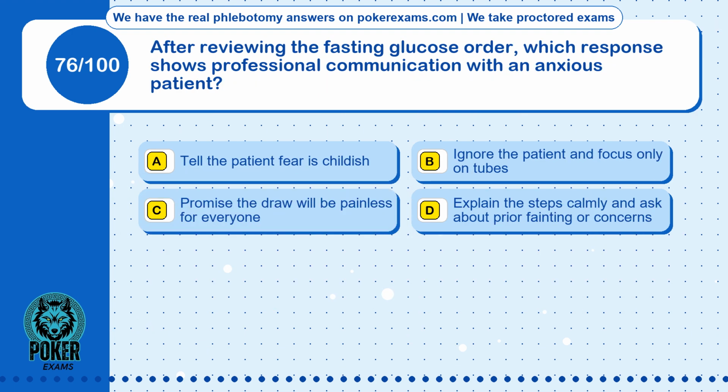Question 76. After reviewing the fasting glucose order, which response shows professional communication with an anxious patient? Option A, tell the patient fear is childish. Option B, ignore the patient and focus only on tubes. Option C, promise the draw will be painless for everyone. Option D, explain the steps calmly and ask about prior fainting or concerns.